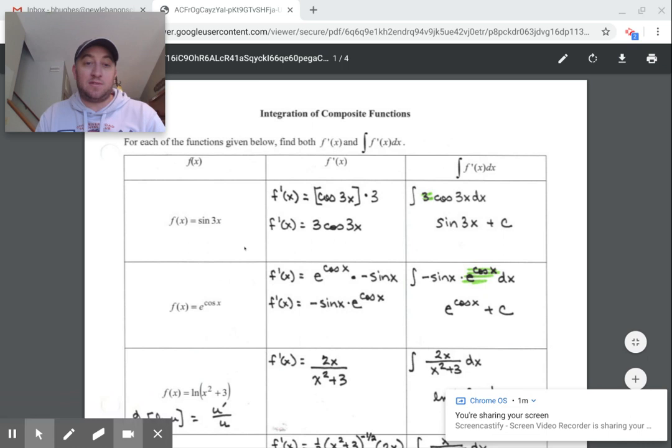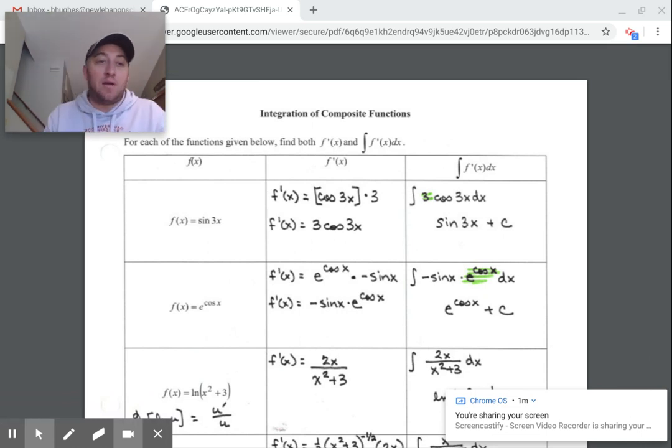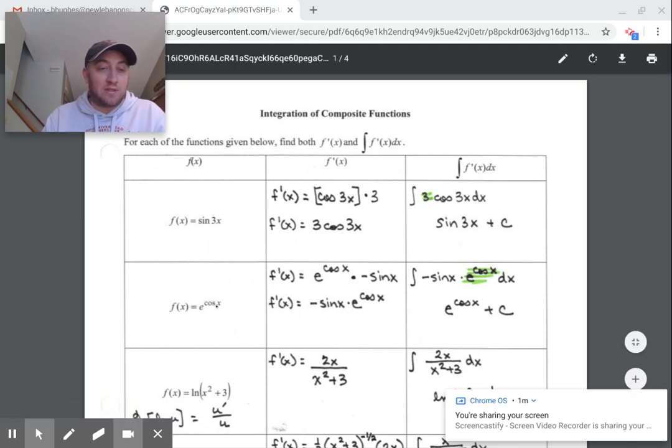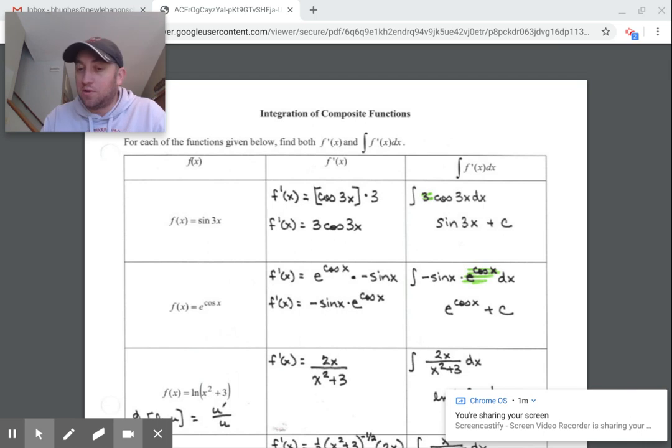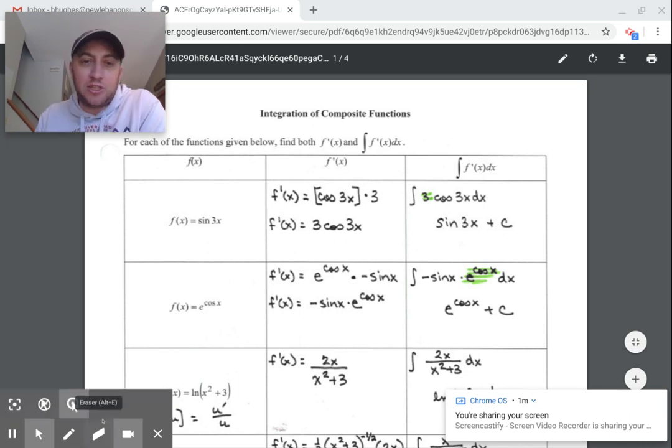Sine of 3x. 3x is contained within sine. E to the cosine of x. Cosine of x is showing up in the exponent with e. This one down here, x squared plus 3, it's the inner part of that natural log. So composite function. So let's walk you through this page here.